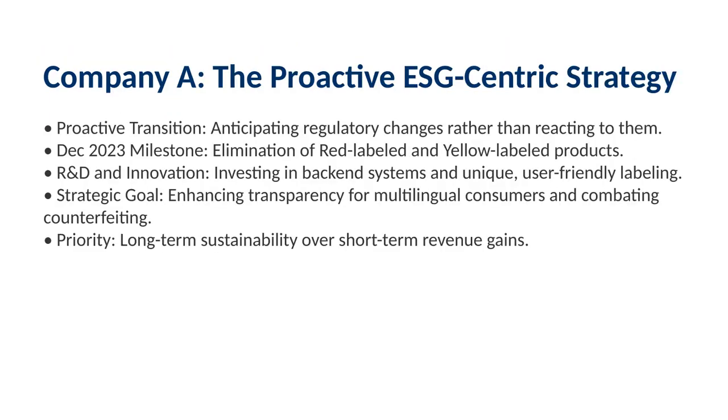Company A is taking a proactive, ESG-centric approach. They aren't just waiting for the law to change, they are anticipating it. In December 2023, Company A made the bold move to eliminate red-labeled products and even discontinued yellow-labeled ones. They are shifting their focus toward R&D and investing in back-end systems for unique, user-friendly labeling to fight counterfeiting and improve transparency for multilingual consumers. Essentially, Company A is prioritizing long-term sustainability over short-term gains.